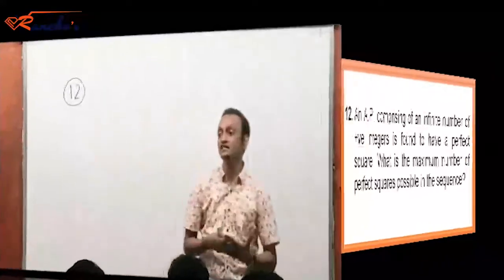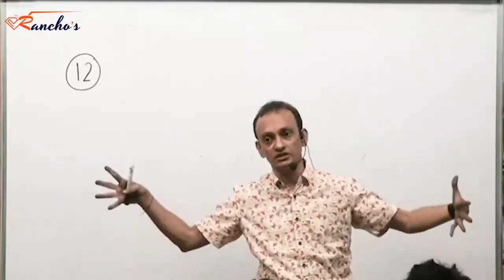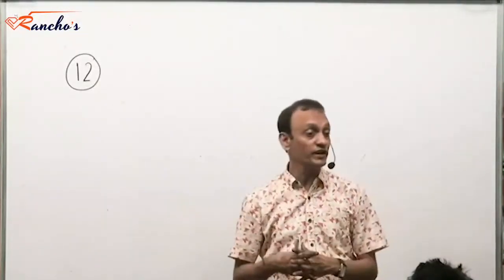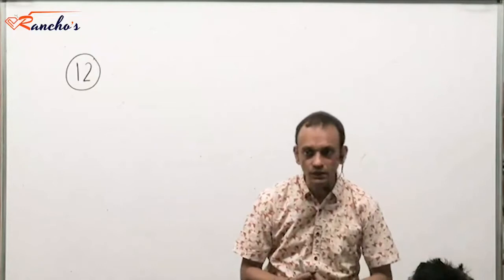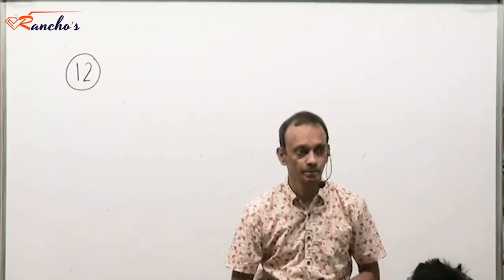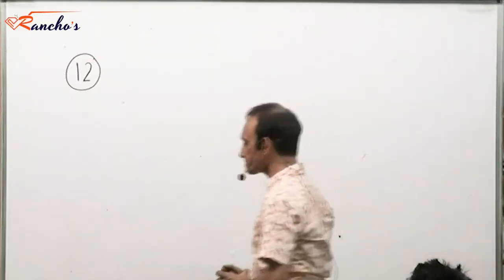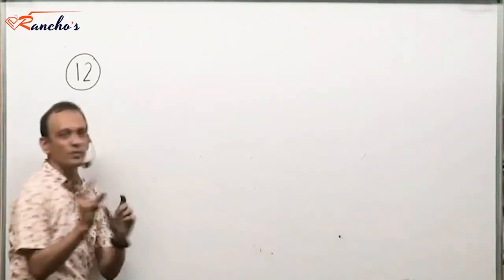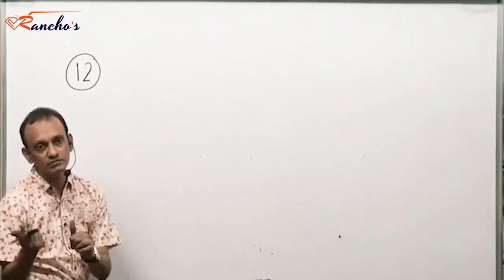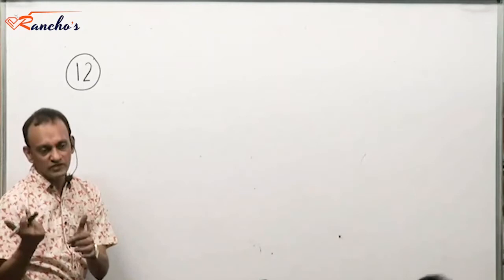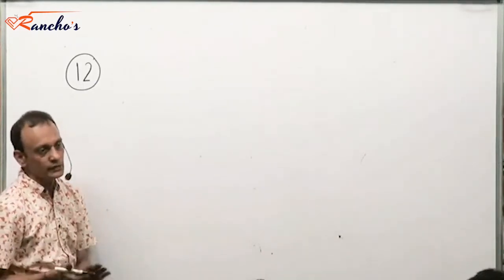Squares will exist in that sequence. It's a sequence of infinite terms, and one term is found to be a perfect square. Now, of course, the common difference of the sequence will also be an integer.